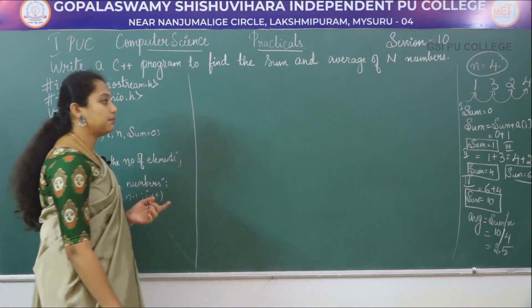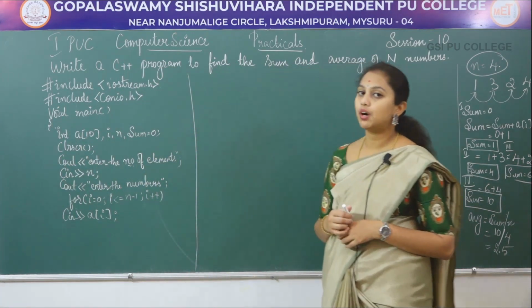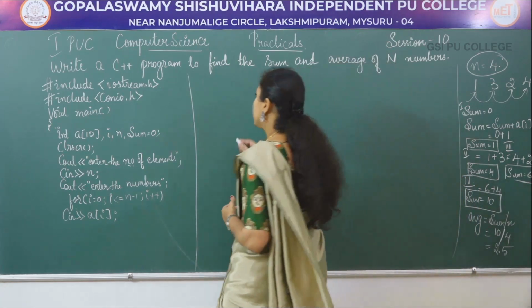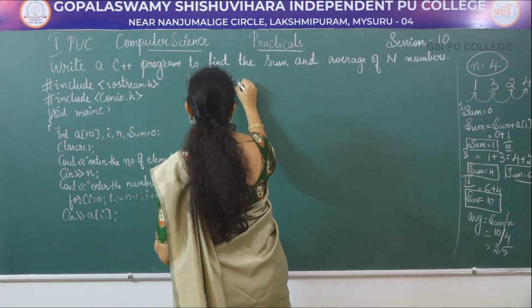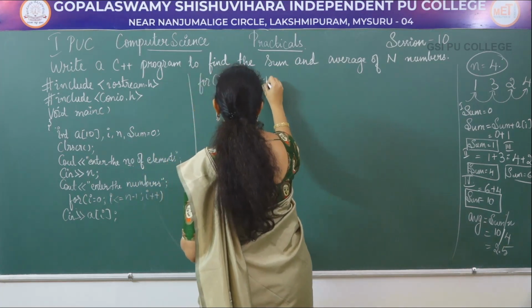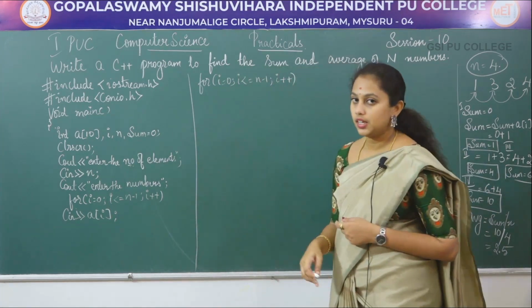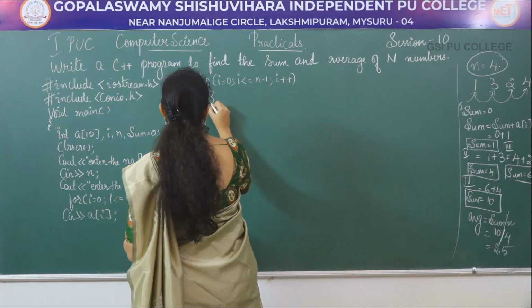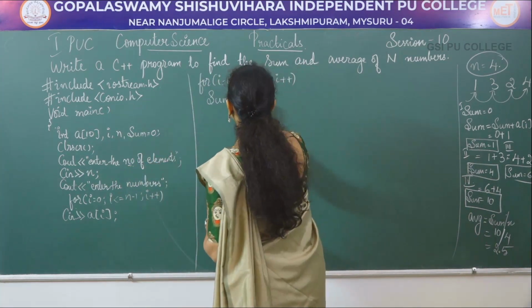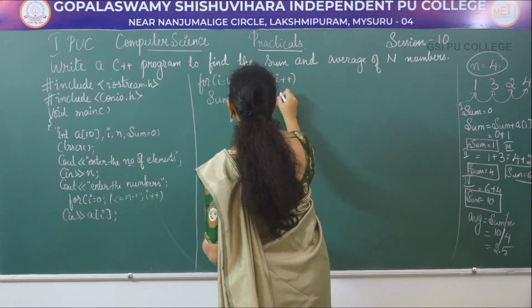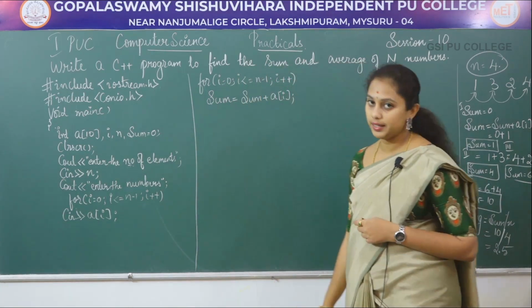Next, after accepting the numbers, we are going to add the numbers one by one using a for loop. For i is equal to 0, i less than or equal to n minus 1, i plus plus. So here, what is the formula to find the sum of n numbers? Sum is equal to sum plus a of i.